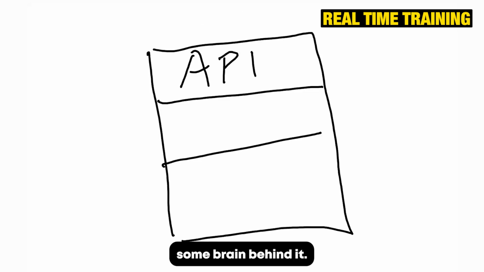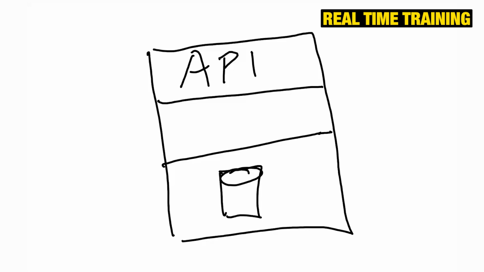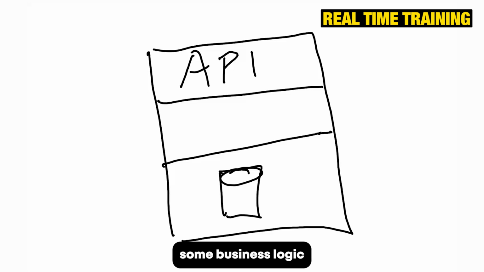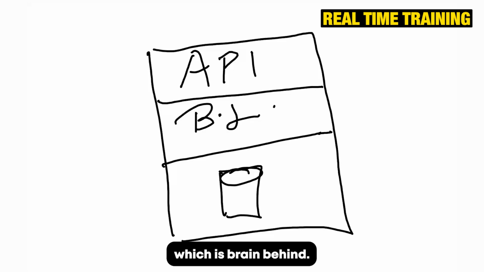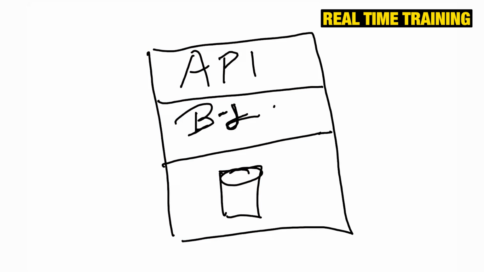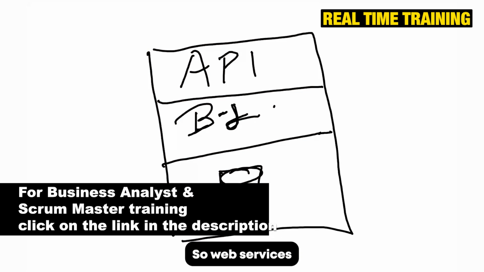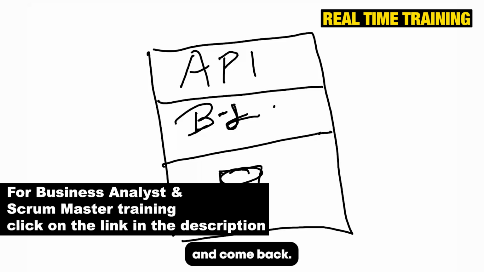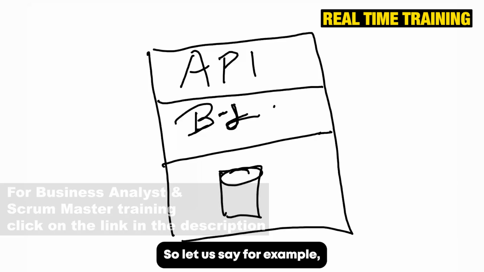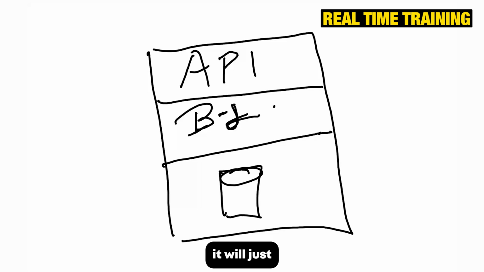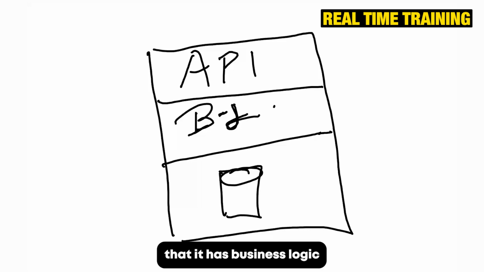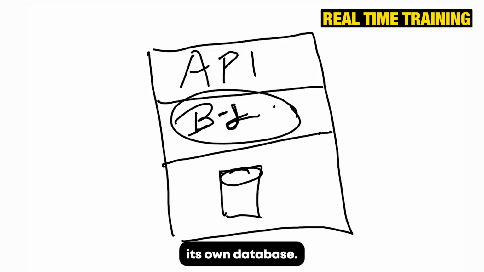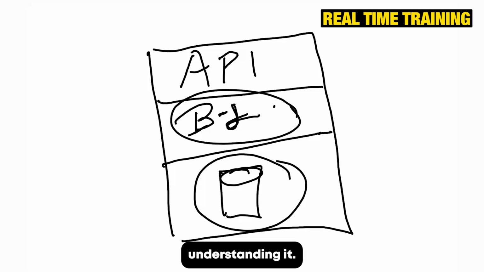It will have some brain behind it. It will have a database. It will also have some business logic, which is the brain behind it. So web services will simply go and interact and come back. Let's say, for example, if you want all the flight details, it will just bring them to you. But API, theoretically speaking, has business logic and its own database. But for understanding purposes, this is how I understand it.